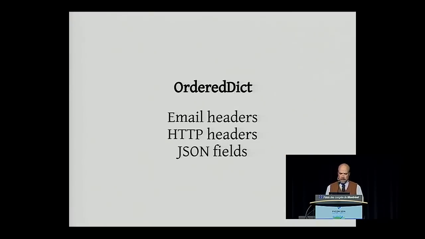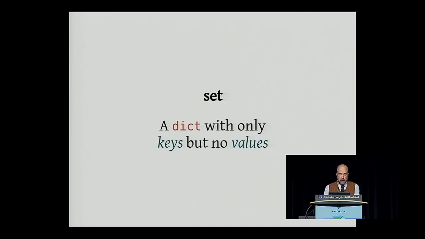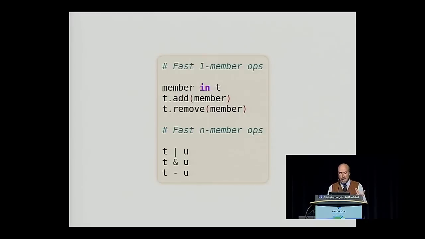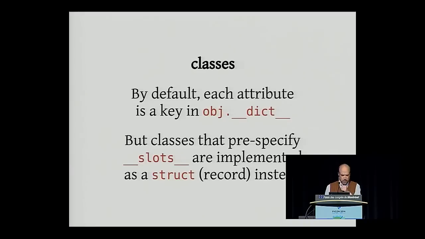It's great for things like header fields, JSON data that you want to print back out in the same order later that it came in. There is a set built into Python. It's just a dictionary with only keys but no values, and it supports all of the set operations you might have learned in math class at very high speed. Very obvious, very little danger.